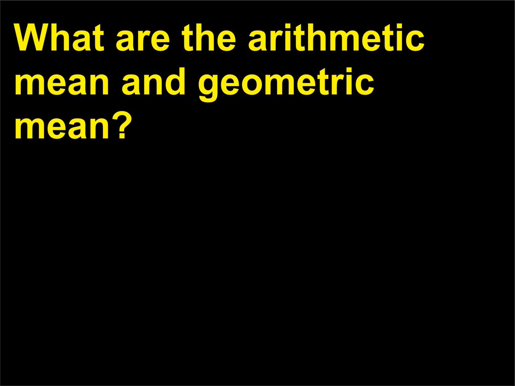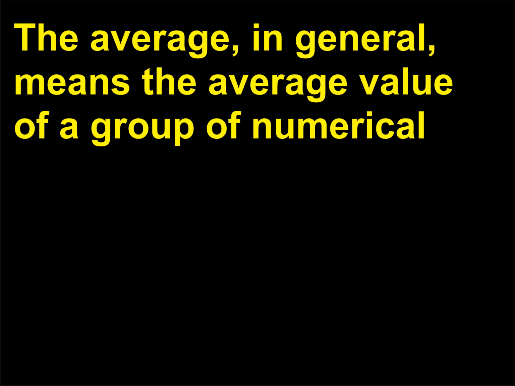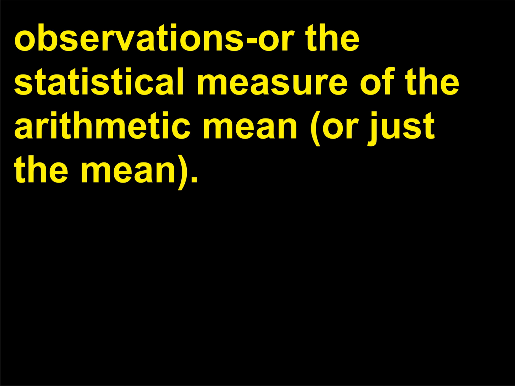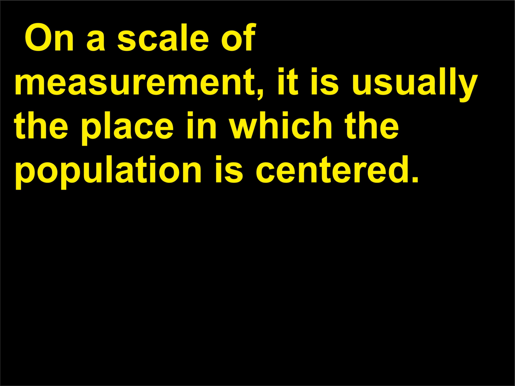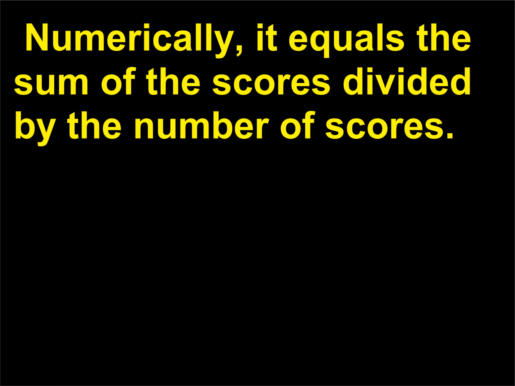What are the arithmetic mean and geometric mean? The average, in general, means the average value of a group of numerical observations, or the statistical measure of the arithmetic mean, or just the mean. On a scale of measurement, it is usually the place in which the population is centered. Numerically, it equals the sum of the scores divided by the number of scores.